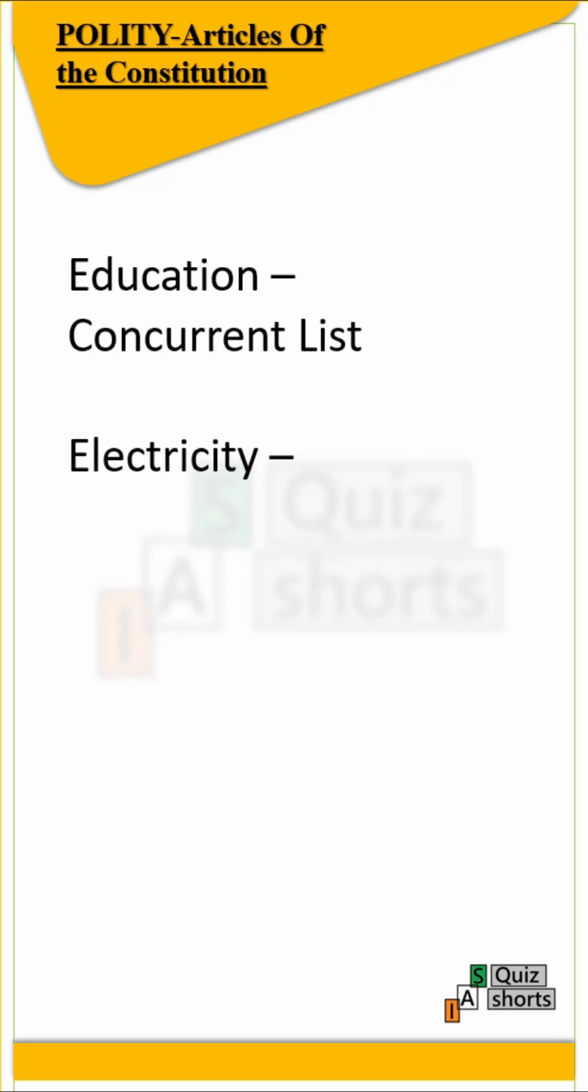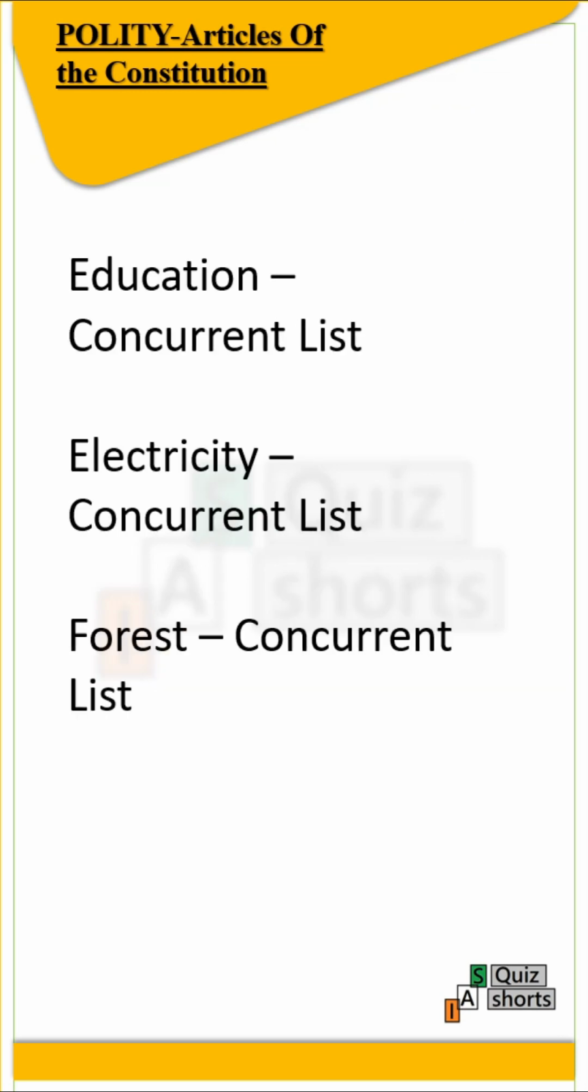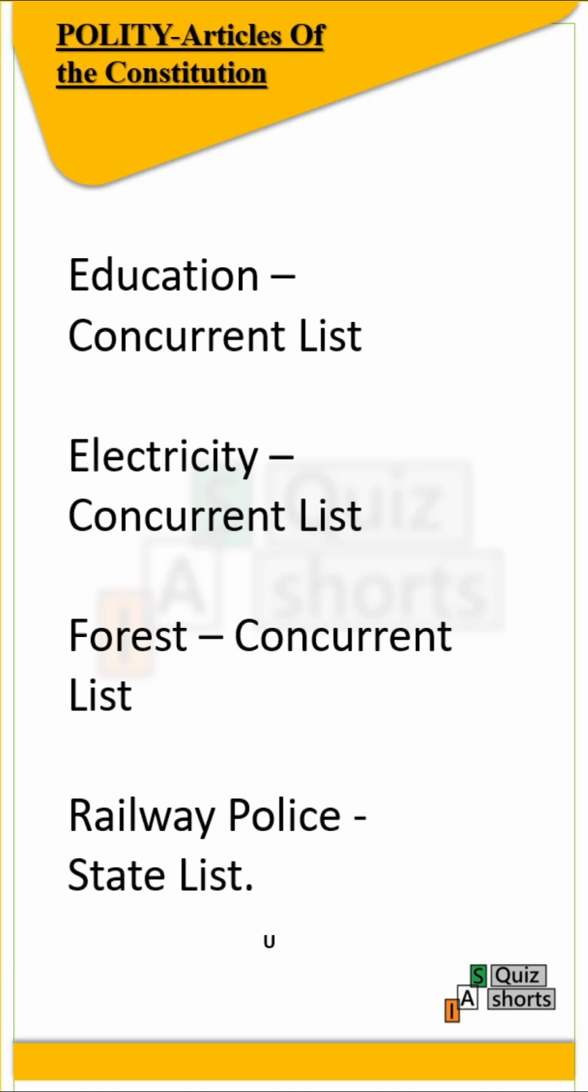Education is in concurrent list. Electricity is in concurrent list. Forest is in concurrent list. Railway police is in state list.